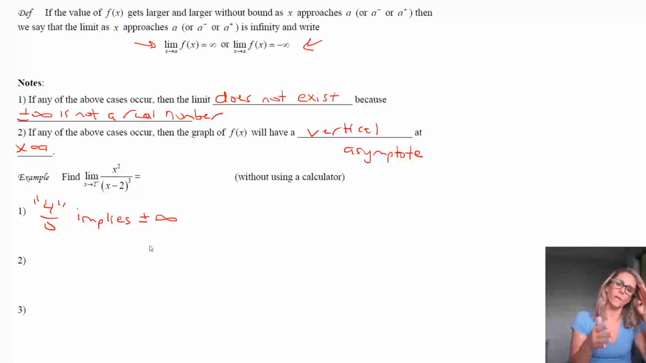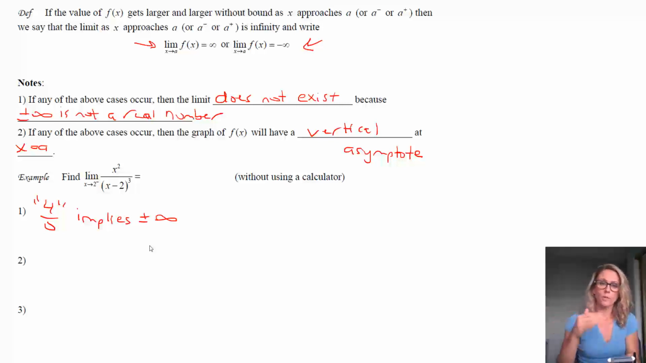Because what's happening if we approach 2 from the left-hand side, like we're being asked to here? We're looking at values like 1.9, 1.99, 1.999. And then just as an example, let's say we do 1.99. If I take 1.99 and I subtract 2, I get negative 0.01. And then if I cube it, as you can see in my denominator here, I'm going to get negative 0.000001.